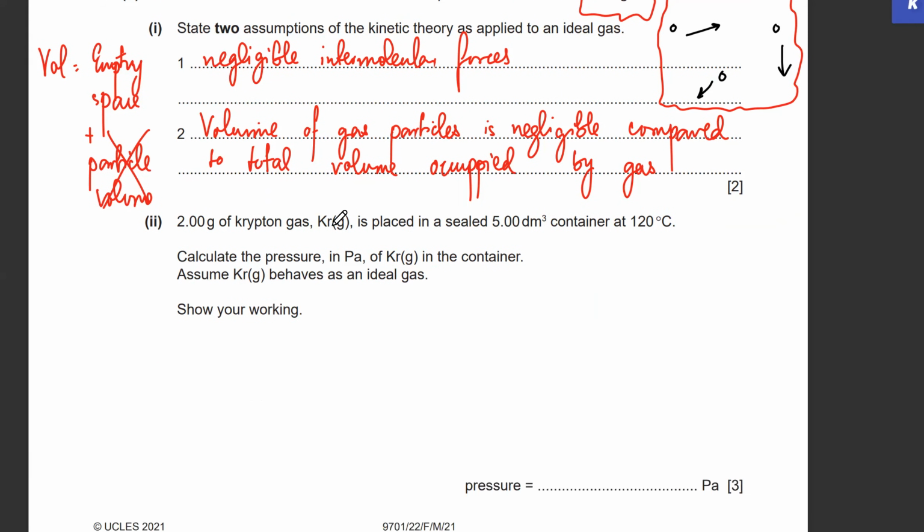Now the next one, you've got to show your working. Basically, if he's talking about an ideal gas, it's probably going to be a question about PV = nRT. So take out the calculator and solve. You've got 2 grams of krypton gas, so you can find the moles. What's the Ar of krypton? Something around 80, I think, because it's right after bromine.